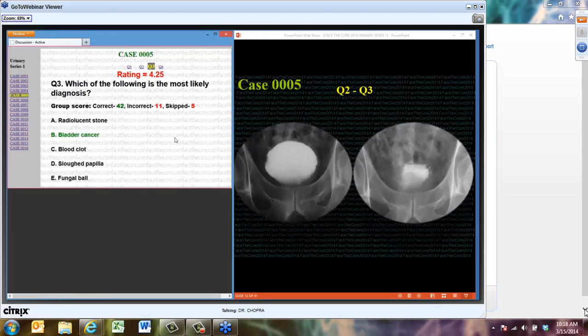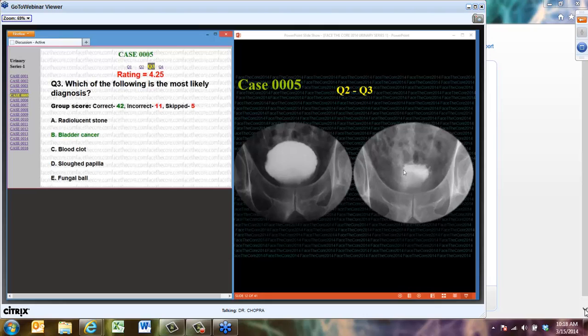Which of the following is the most likely diagnosis? It is a bladder cancer. Unlikely to be a blood clot. It is too irregular. It is attached to one place. It does not change position. Sloughed papilla should not be that big. Fungal ball, again, attached. Fungal ball looks bizarre, and it's in the center of the urinary bladder.